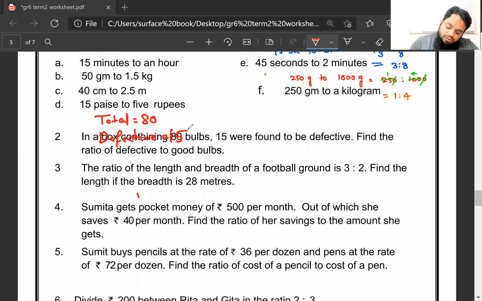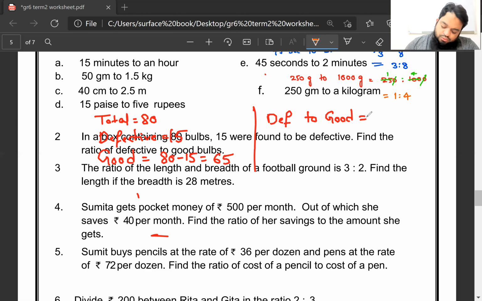So if there are 15 defective, how many will be good? 80 minus 15. So what is 80 minus 15? It is 65. Now what is the question asking? Find the ratio of defective to good bulbs. So I'm writing in shortcut, defective to good. How many are defective now? Defective is 15 is to good 65.